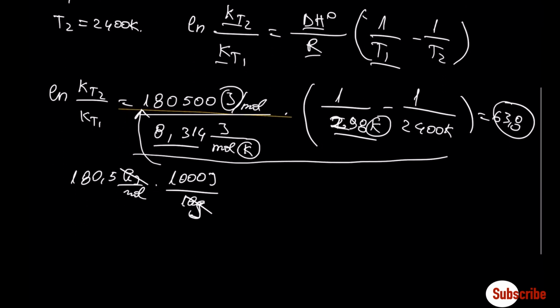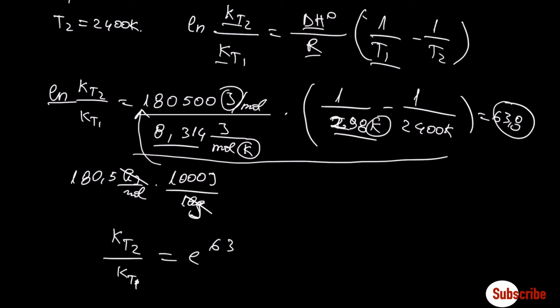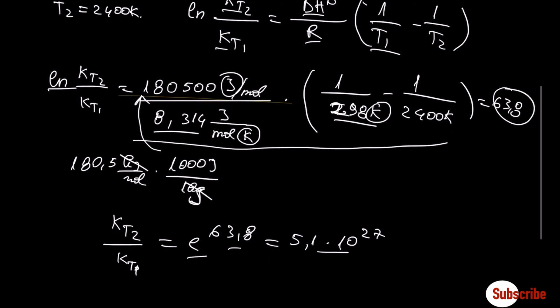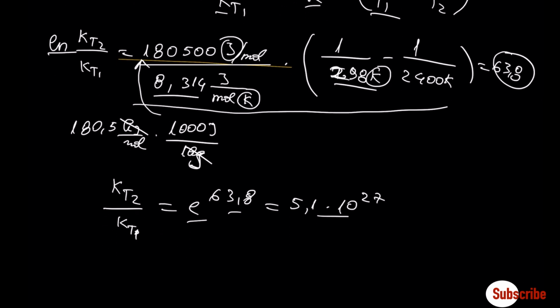So in order to remove this ln, or logarithm with natural base, it is going to be like this: e to the power 63.8, or 5.1 multiplied by 10 to the 27. In order to do this kind of calculation, you have to use a scientific calculator, otherwise you cannot do it. So from here we have the equilibrium constant at 25 degrees Celsius.